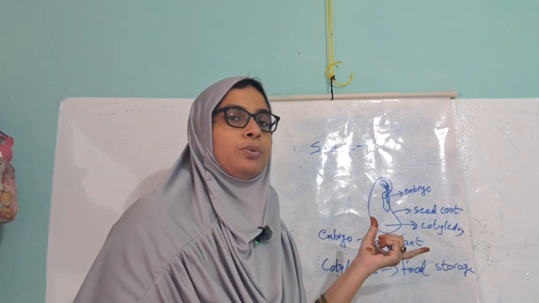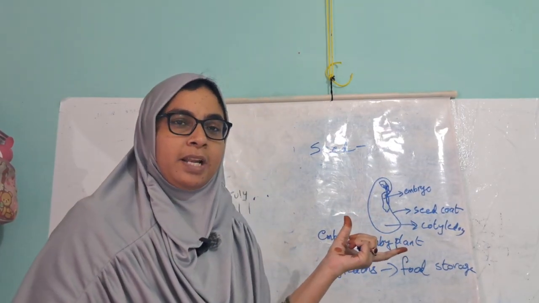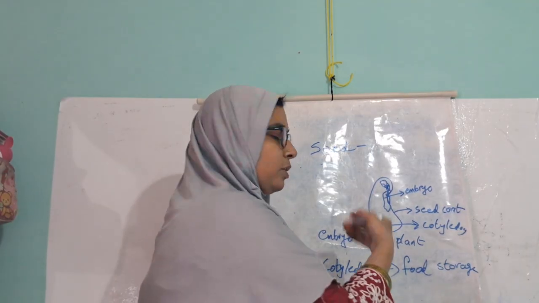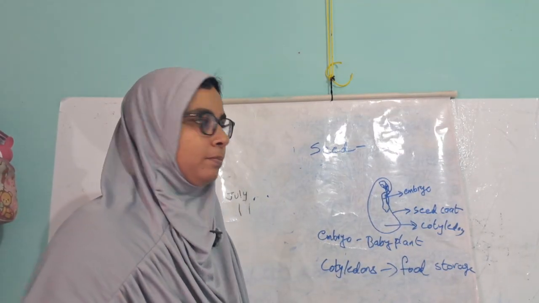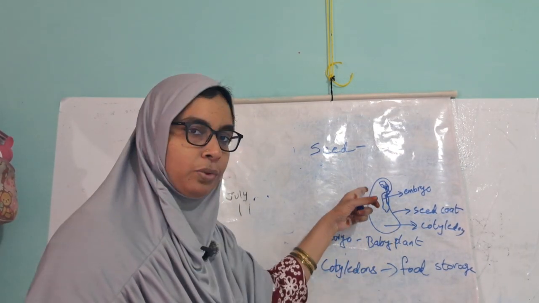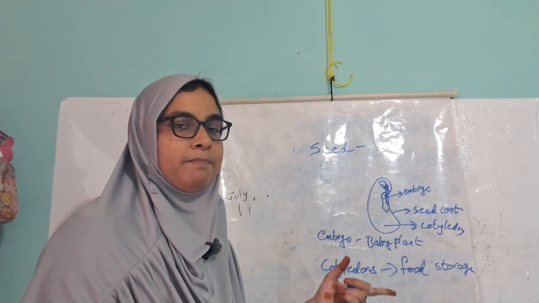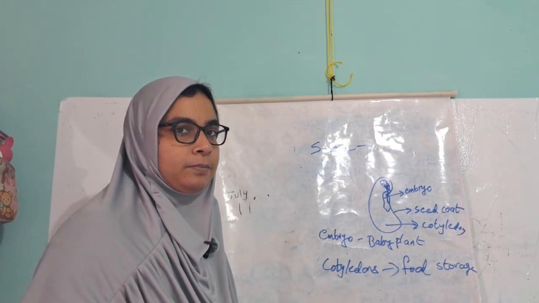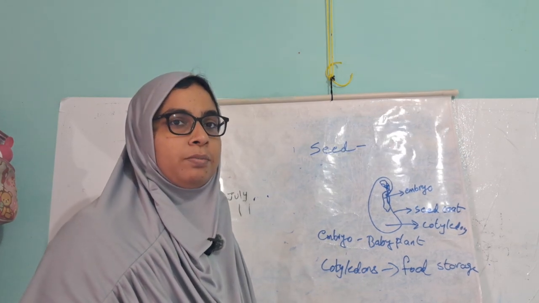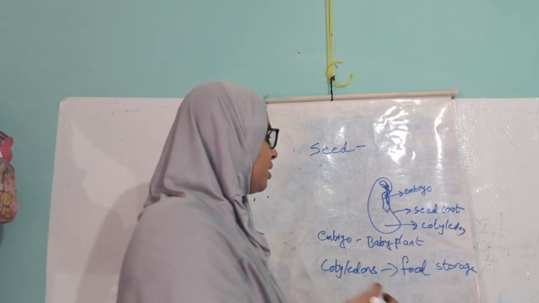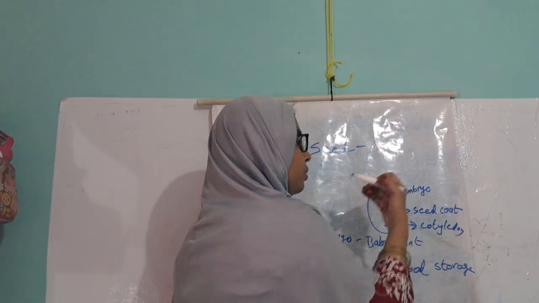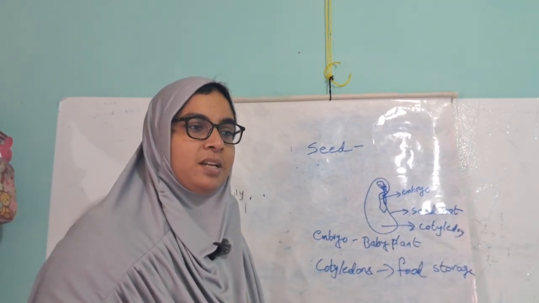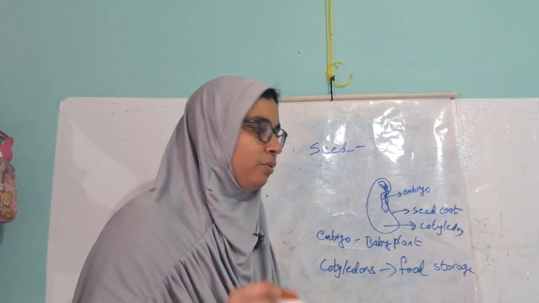Until the plant grows, until a plant prepares its own food, these cotyledons give food to the plant. These cotyledons give food to the embryo until it grows into a new plant and prepares its own food. Until then, cotyledons give food to the embryo. Okay, this is about seed. So let's study about characteristics of plants.